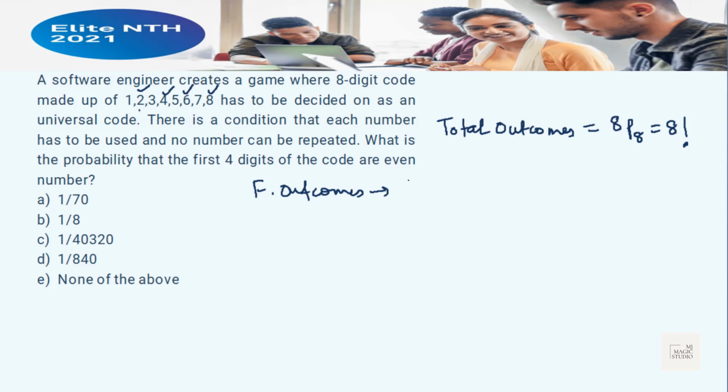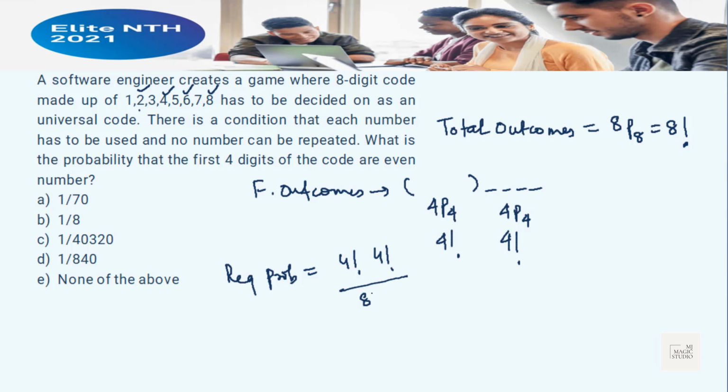1, 2, 3, 4. Means these 4 would be consumed on the first 4 places in 4P4 ways, that is factorial 4. And the rest would be consumed in the rest 4 places again in 4P4 ways, that is factorial 4. So required probability is favorable outcomes divided by total outcomes. Let's solve this. So this will be 24 upon 8, 7, 6, 5, 8, 24, 3 and 2. So this would be 1 by 70. Option A.